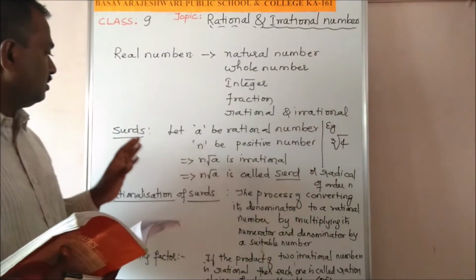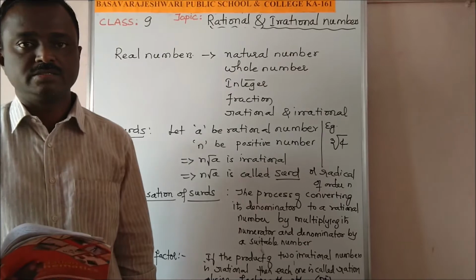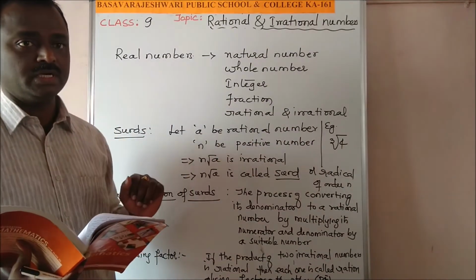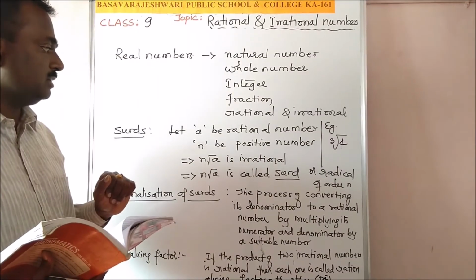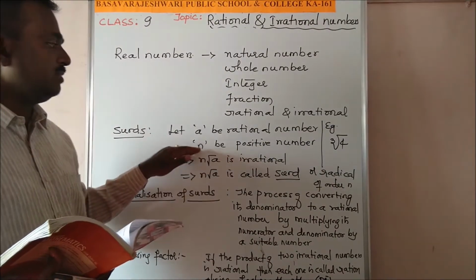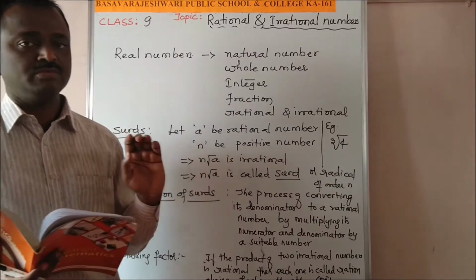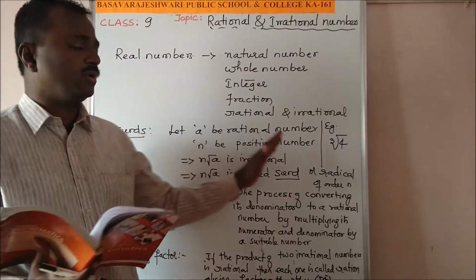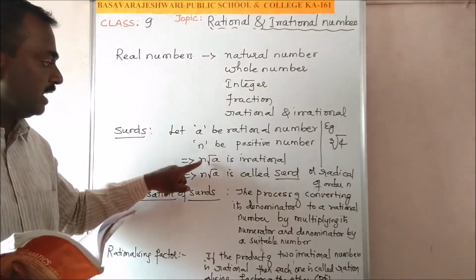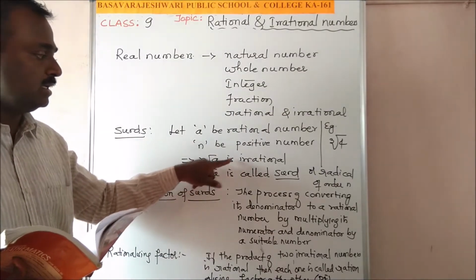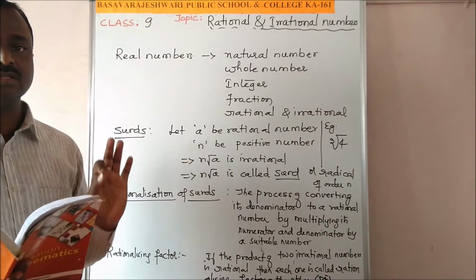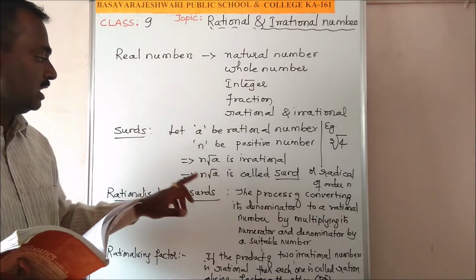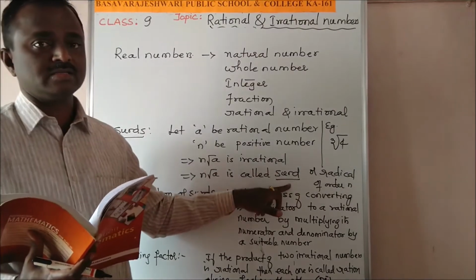Okay. Now, what is meant by surds? Let A be a rational number, which means we can express it in the form of p by q, and let n be a positive number. If the nth root of A is irrational, then the nth root of A is called a surd.